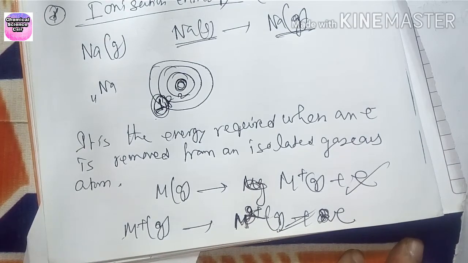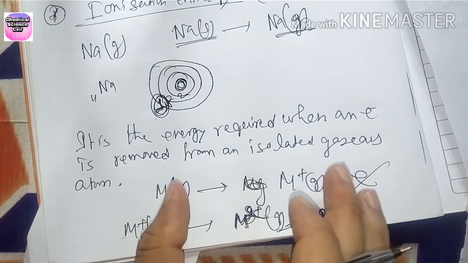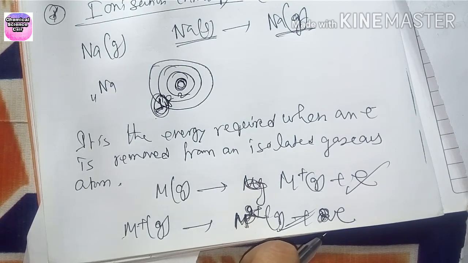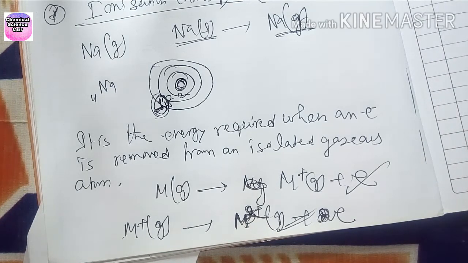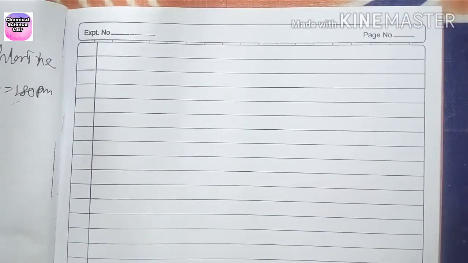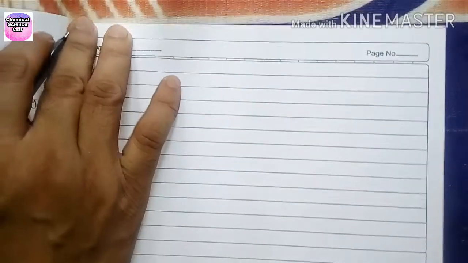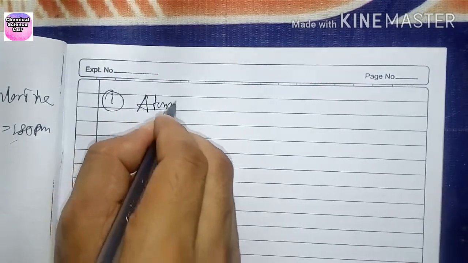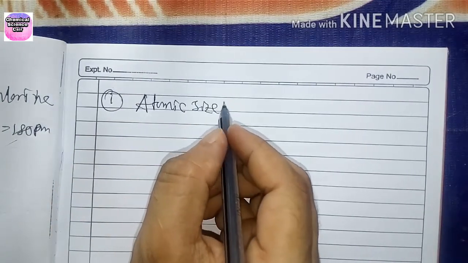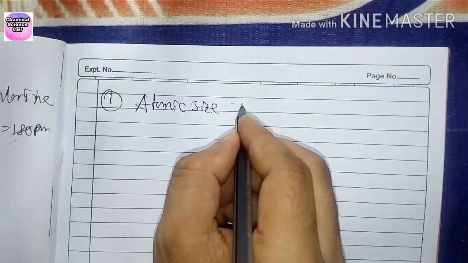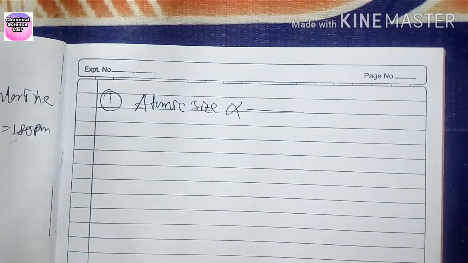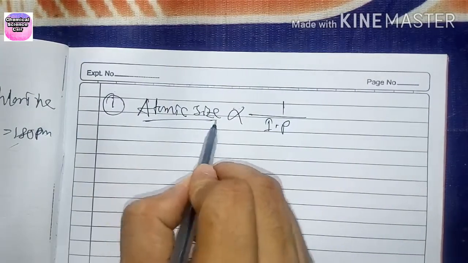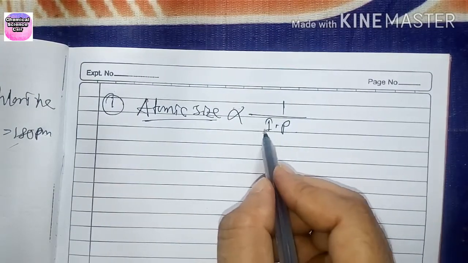Okay, so some factors are there. The various factors with which ionization energy varies are as follows. First factor, number 1: atomic size is inversely proportional to ionization enthalpy or ionization potential.